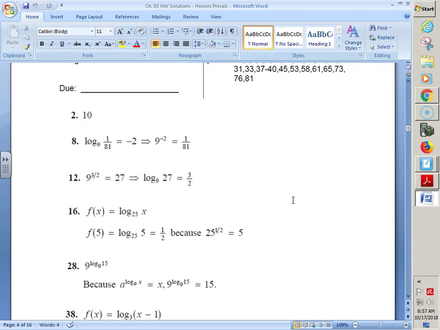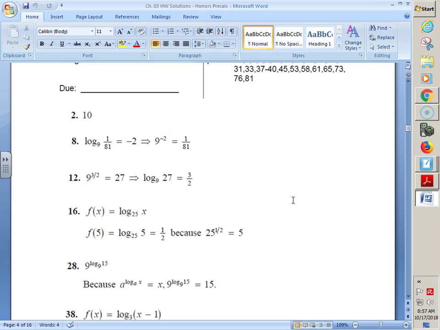You could have rewritten it from logarithm to exponential, 9 to the power of both sides. So 1 over 81 is 9 to the negative 2. Number 12, from exponential to logarithmic form, you could have taken log base 9 of both sides. So 3/2 is equal to log base 9 of 27.